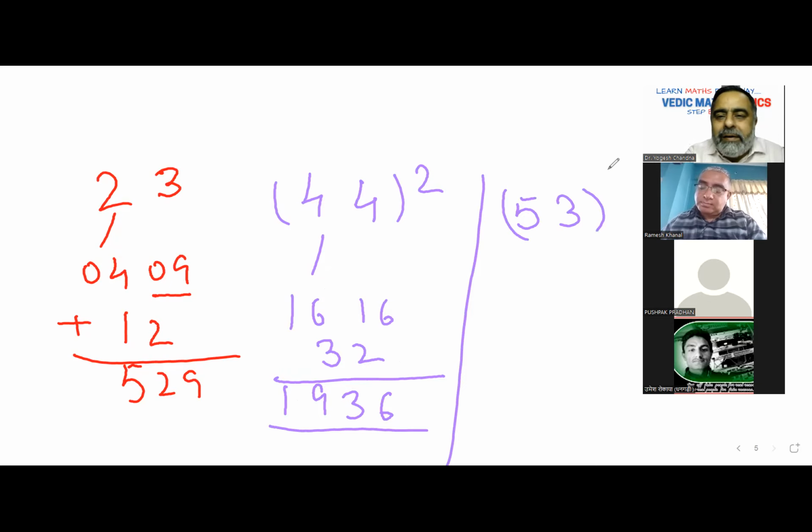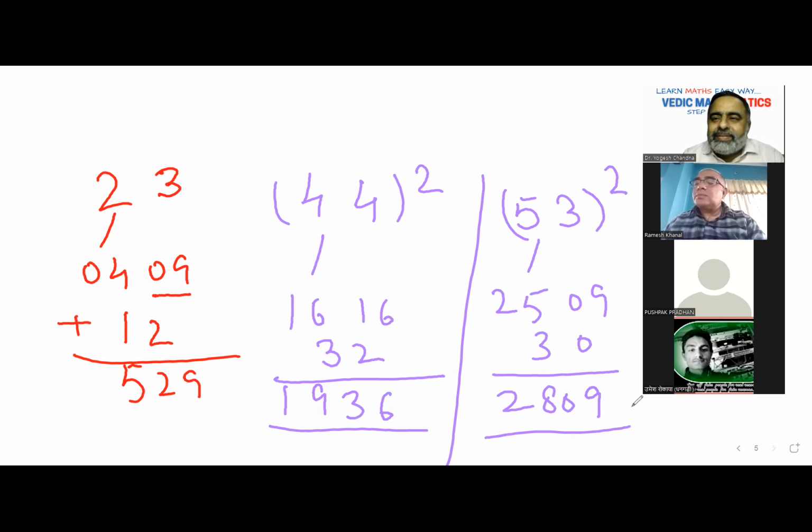53 square, 2849. No, 2809. 2809. Yes Pushpak, where is the mistake? Pushpak, where did we go wrong? Ramesh ji, are you getting it? Yes sir, give the answer, try. See, there may be mistakes, no problem, but when you try then only we will realize.